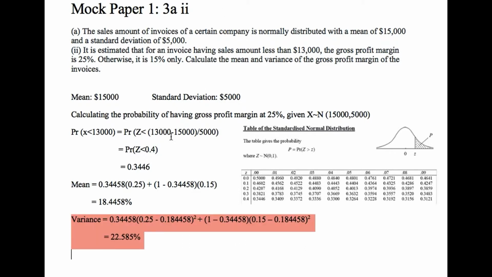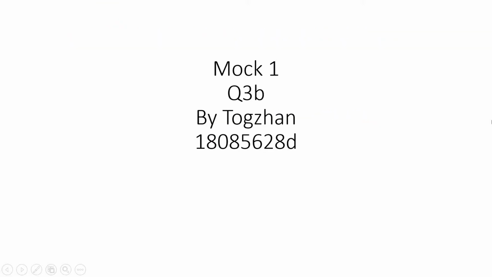We can calculate that the variance is 22.585%. So now we have the mean and we have the variance of the gross profit margin, and that's the end of my presentation. Thank you.